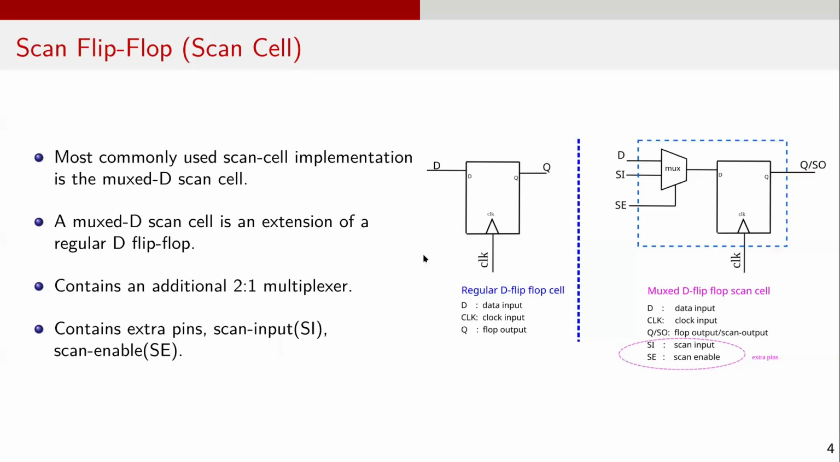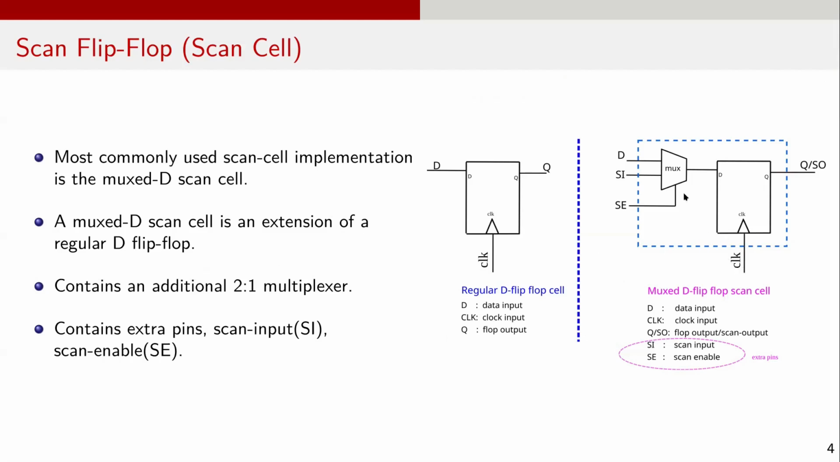There are several different implementations of a scan cell. One of the most popular and widely used implementations is the Mux-D scan cell. Let's take a closer look at the internal design of a Mux-D scan cell. A Mux-D scan cell is an extension of a regular D flip-flop. The circuit diagram of a Mux-D scan cell is shown here.